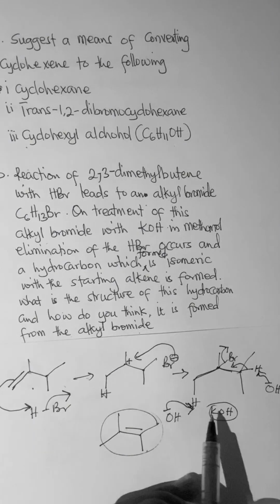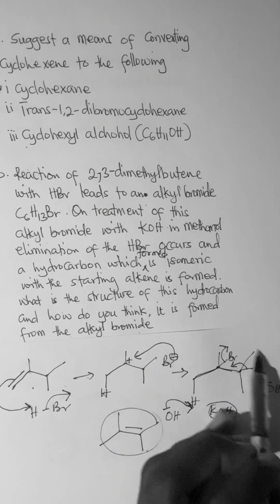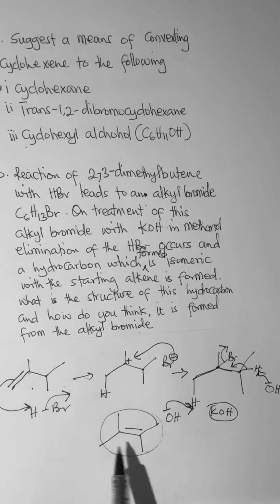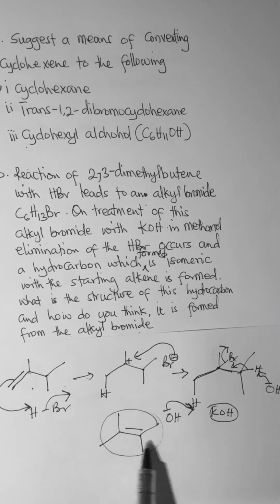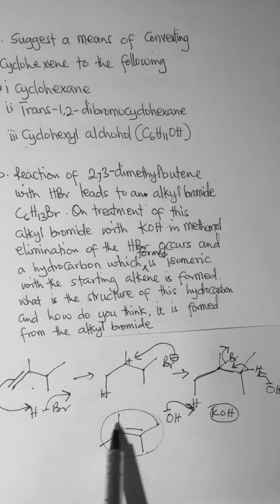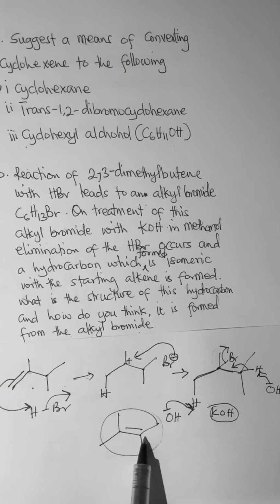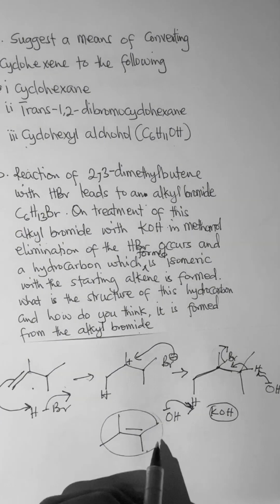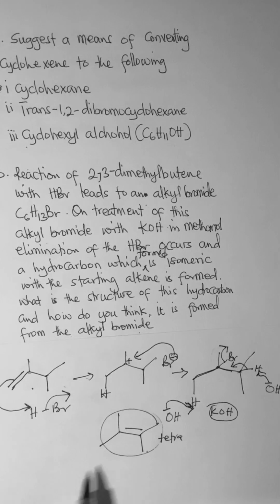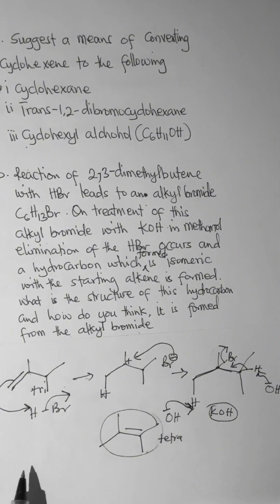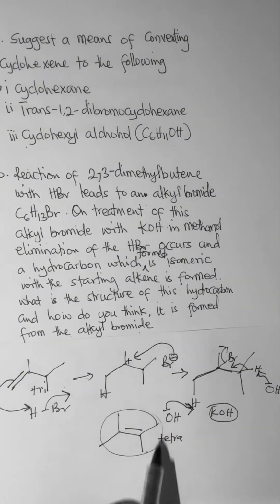Now, why is it that the reaction will favor this process more than this? That is, the reaction will favor the formation of 2,3-dimethyl-2-butene more than 2,3-dimethyl-1-butene. The reason is because 2,3-dimethyl-2-butene is more stable than 2,3-dimethyl-1-butene, because this double bond is a tetra-substituted double bond, whereas this is a tri-substituted double bond. For the alkene, the higher the substitution around the double bond, the more stable the molecule is.